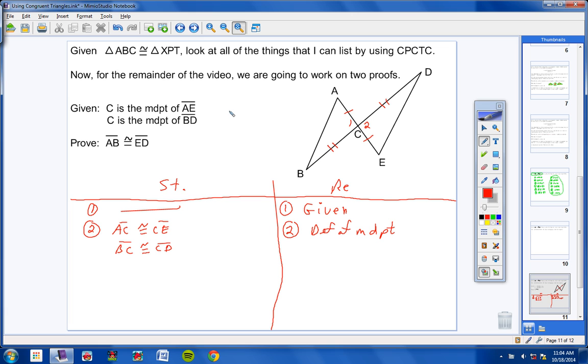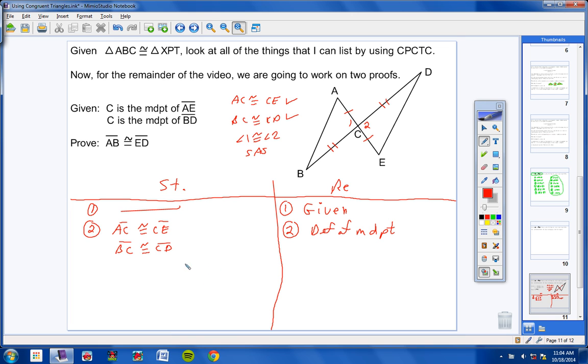So students, I'm going to come up here and make a little checklist. Remember, I want to state that AC is congruent to CE. I want to state that BC is congruent to CD. And I also want to state that angle 1 is congruent to angle 2. And then I can use side, angle, side. I'm going to go ahead and check these off. I've done those 2.